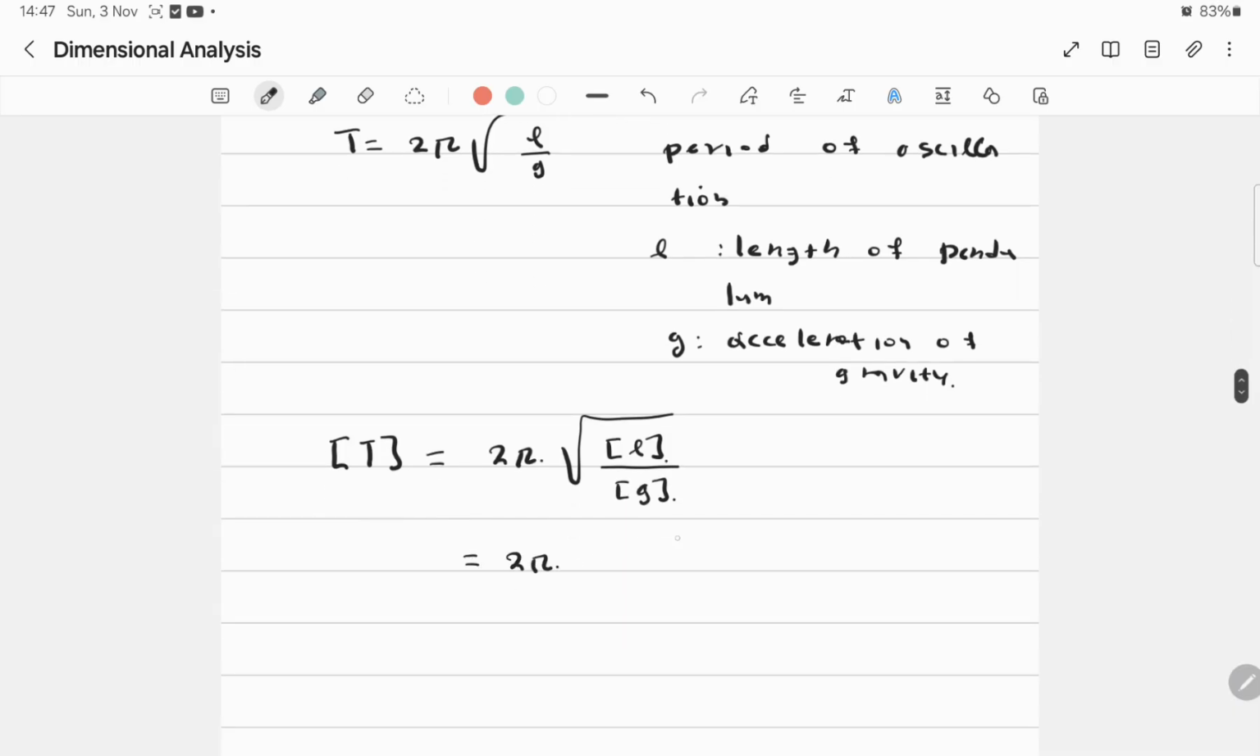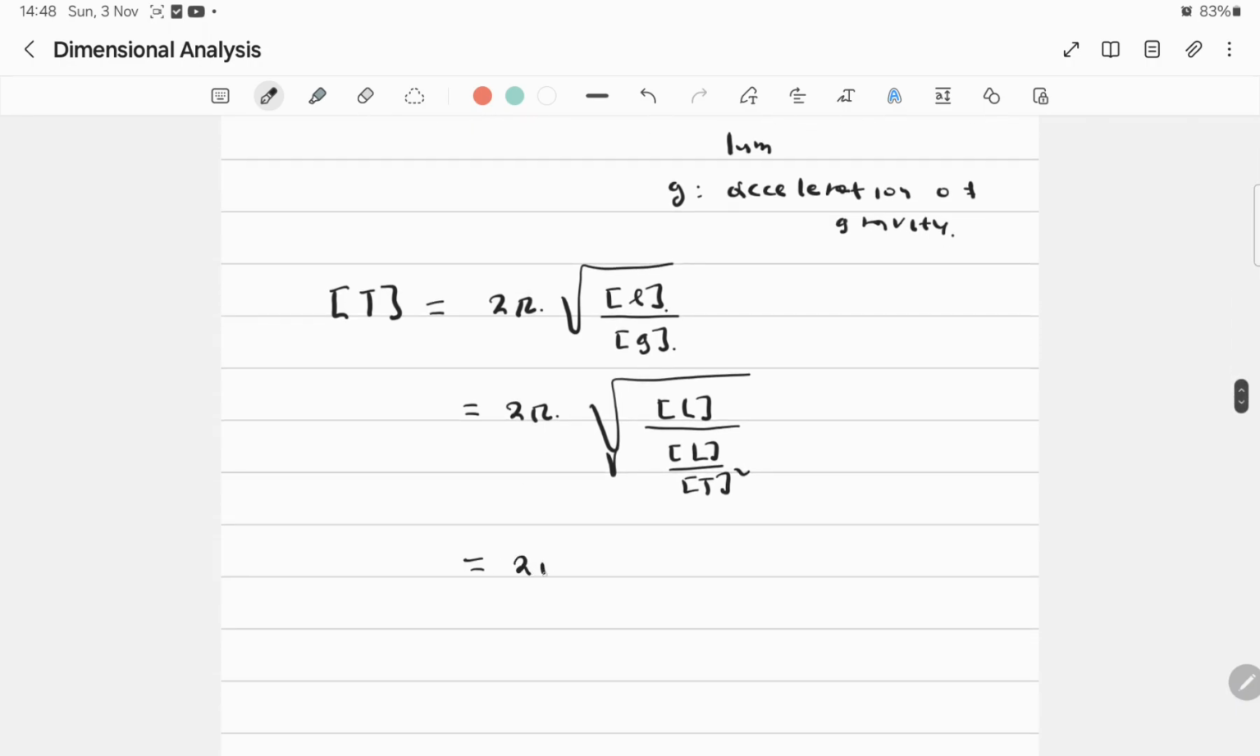So it's 2 times pi times the square root. L is of course a distance, capital L, and the acceleration is L over T squared. Of course, we don't care about the 2 pi because it's just a dimensionless quantity. This one is a dimensionless quantity.